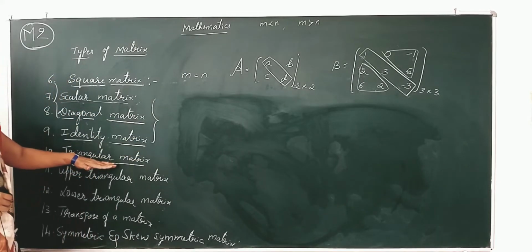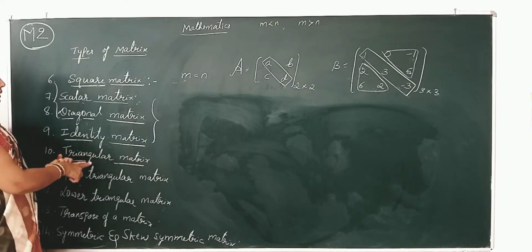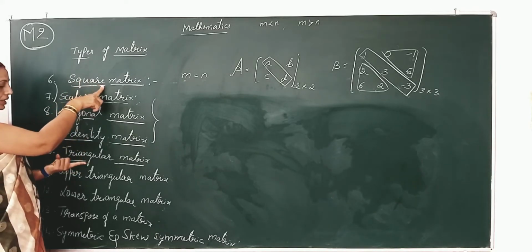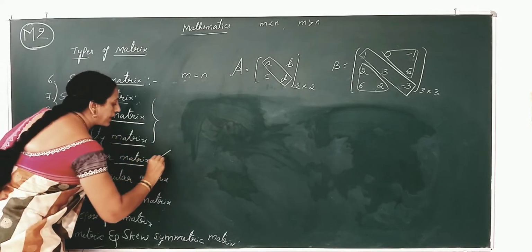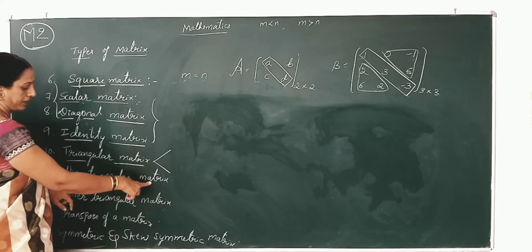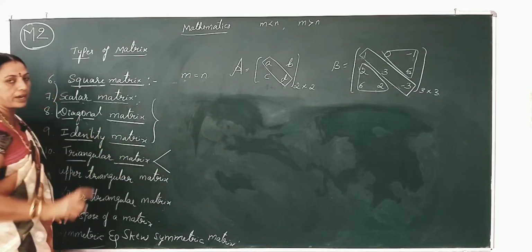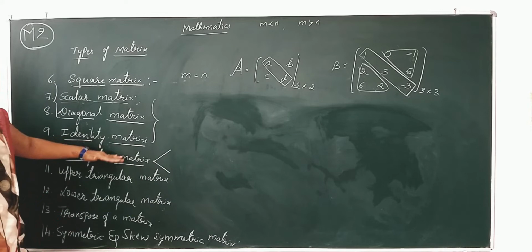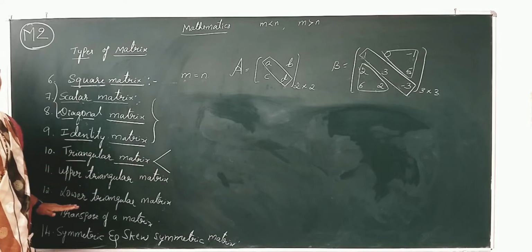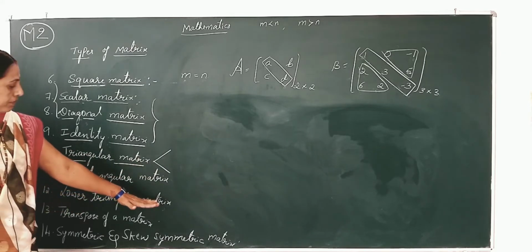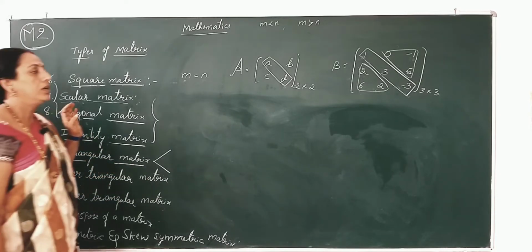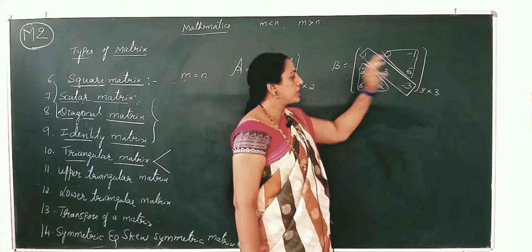So the next one is the triangular matrix. Now the triangular matrix is also one of the square matrices, which is again divided into 2 parts. One of them is called the upper triangular matrix and another one is the lower triangular matrix. So first we'll define and discuss the triangular matrix, which is one of the square matrices.